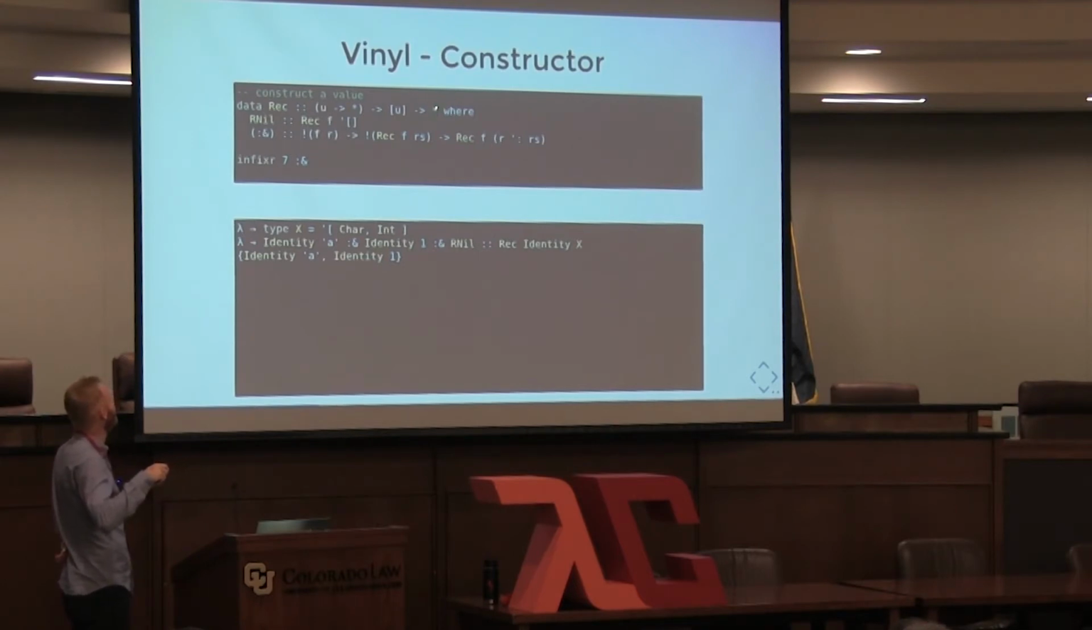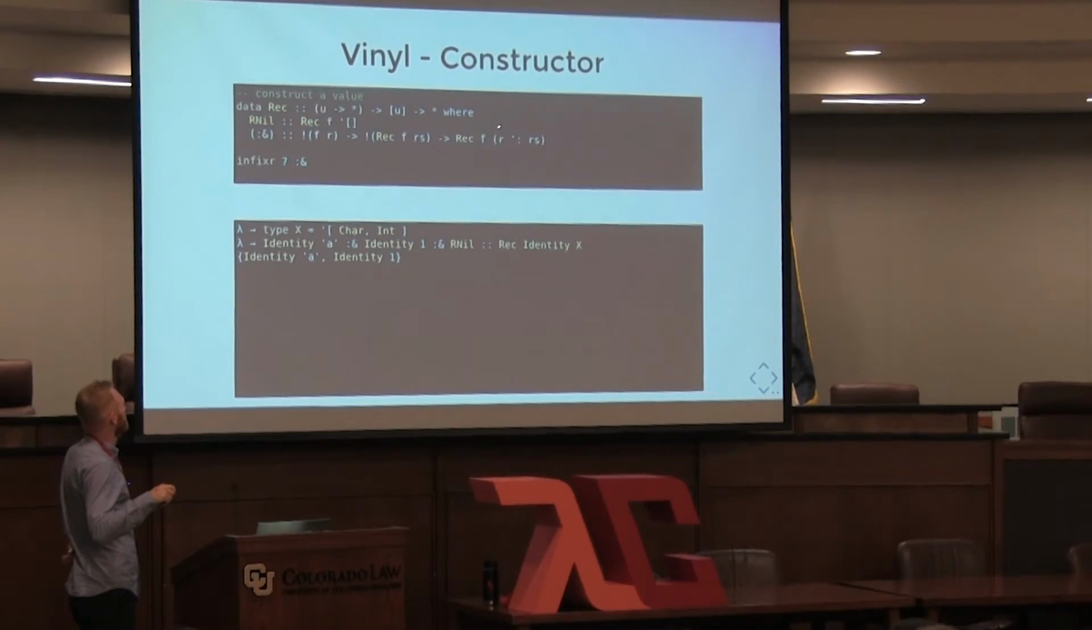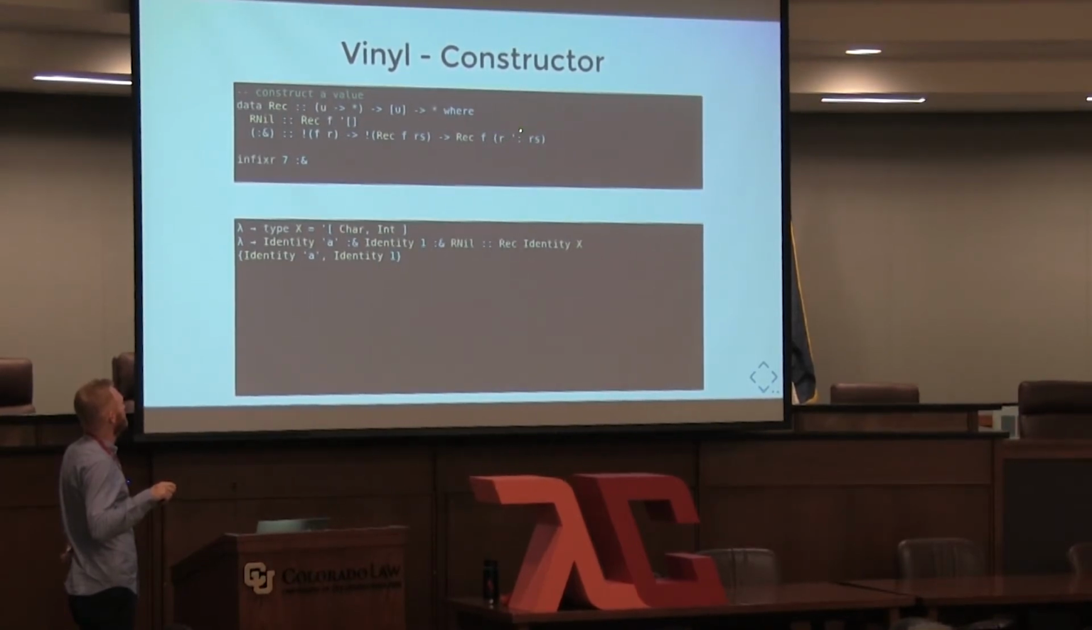And then the output kind is a star. Cool, so it's just like a list. You have your nil constructor, which is a record of anything with an empty list. And then you have your cons operator, which is this weird colon ampersand, which takes something wrapped in my F and the tail of the record with that functor over my fields. And then I get a record with that functor over that field consed on all the other fields. Cool.